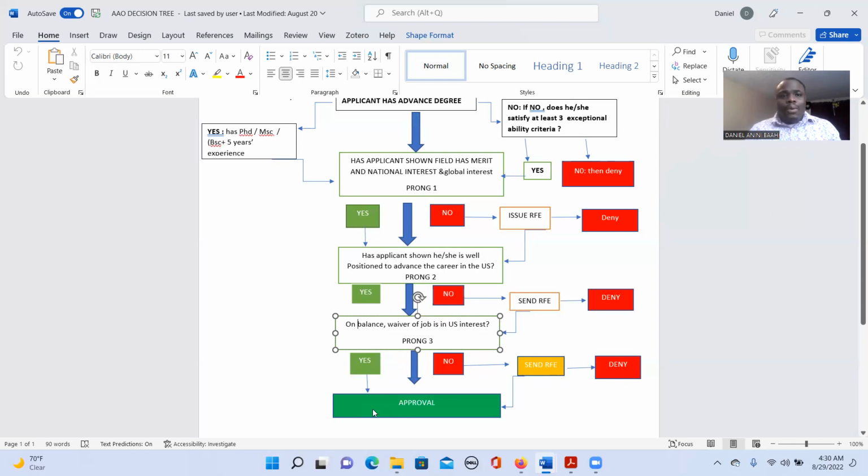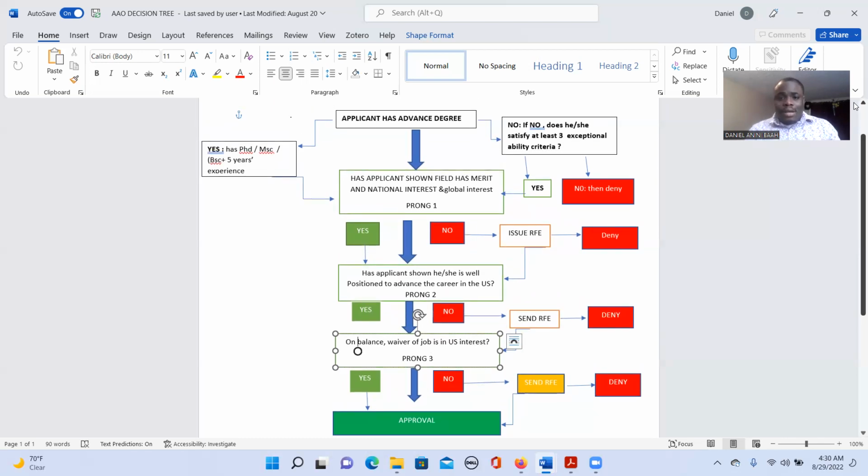Okay, so this is what the officer actually looks out for whenever he's adjudicating cases, and your ability to satisfy the basic fundamental requirements and go ahead to satisfy all these three-prong tests will give you the rest assured that your case is going to be approved. Okay.